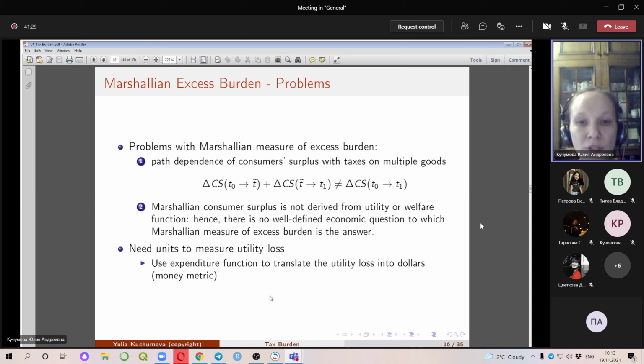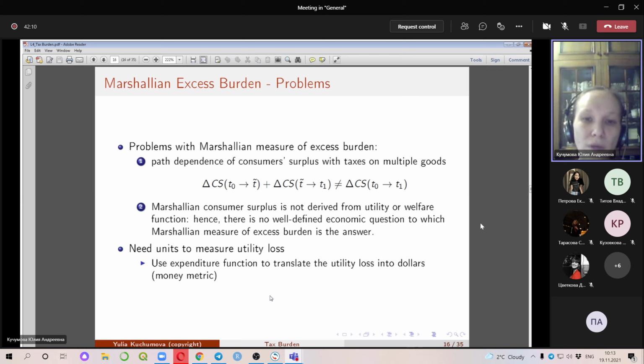What does it mean? It means if we consider a change in a tax from some initial level to some eventual level, let's call it T0 and T1. One way is just to conduct the tax reform immediately, right? Just like one jump from one tax rate to another. The other way is to conduct the tax reform in steps, right?